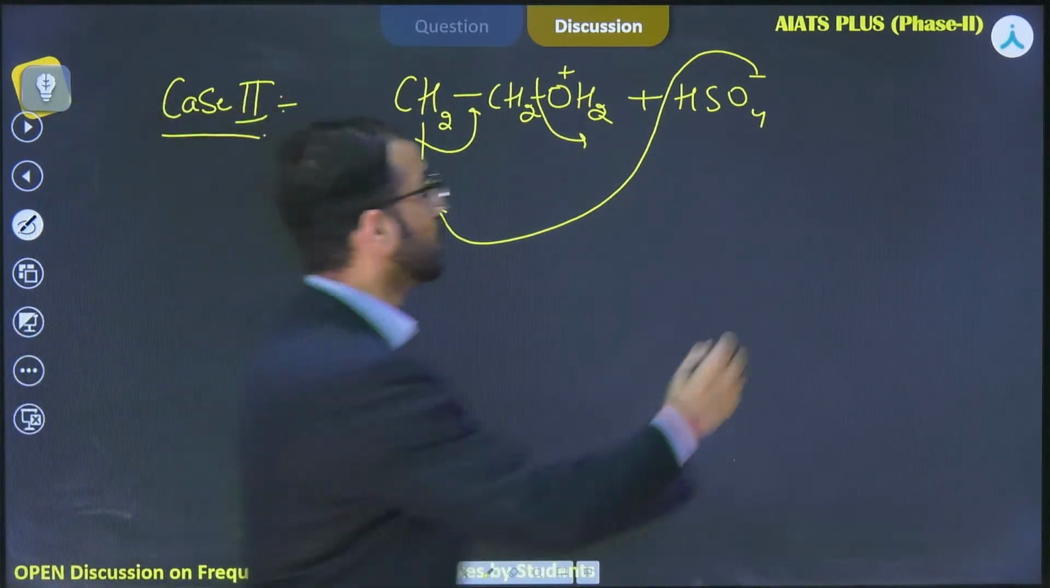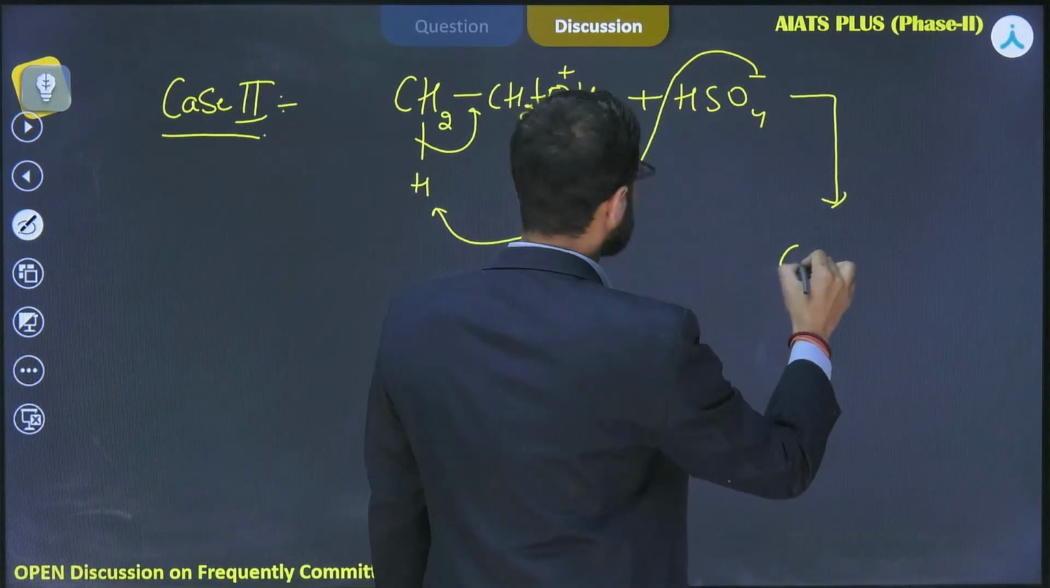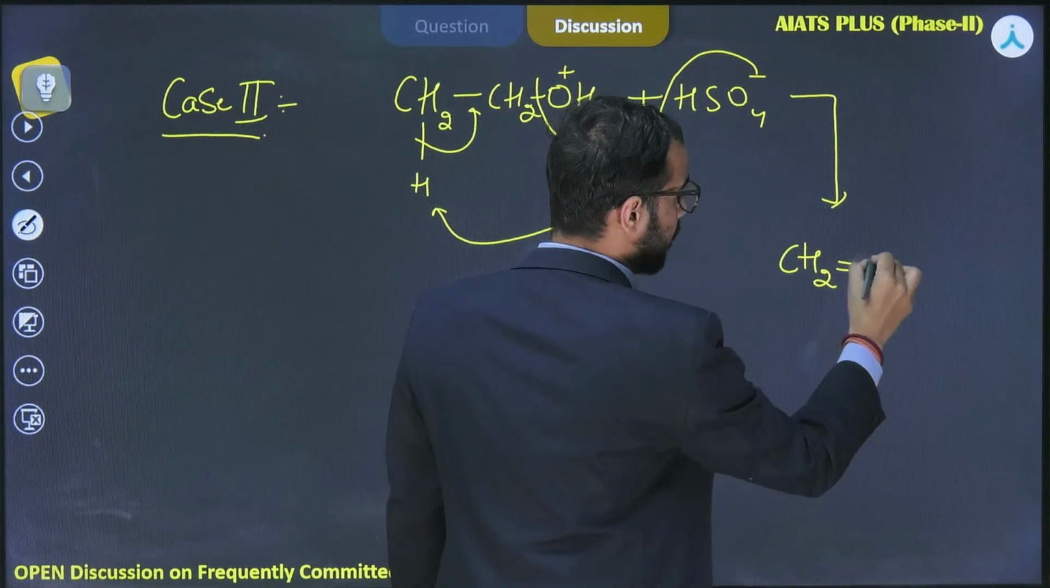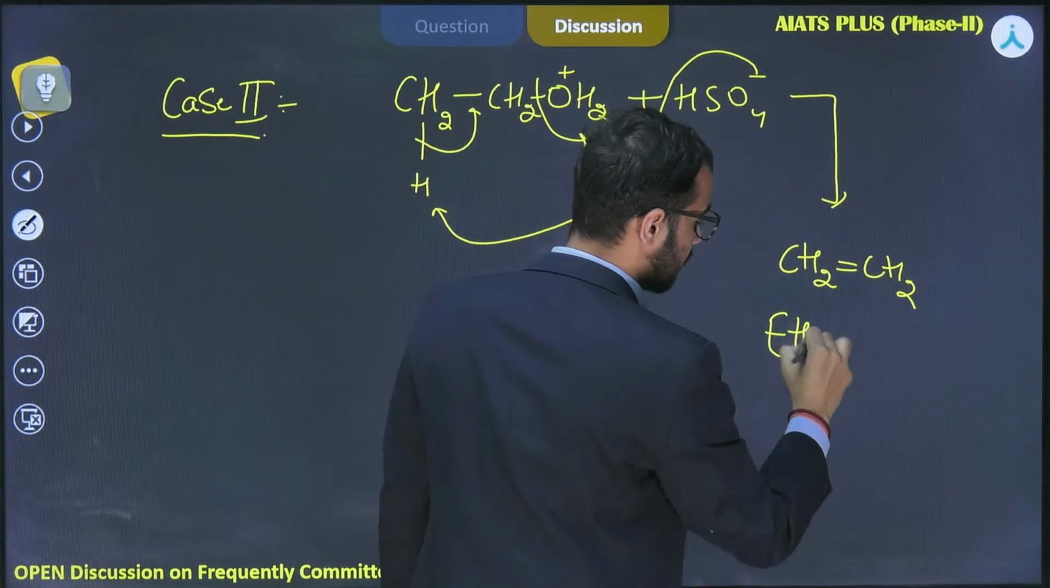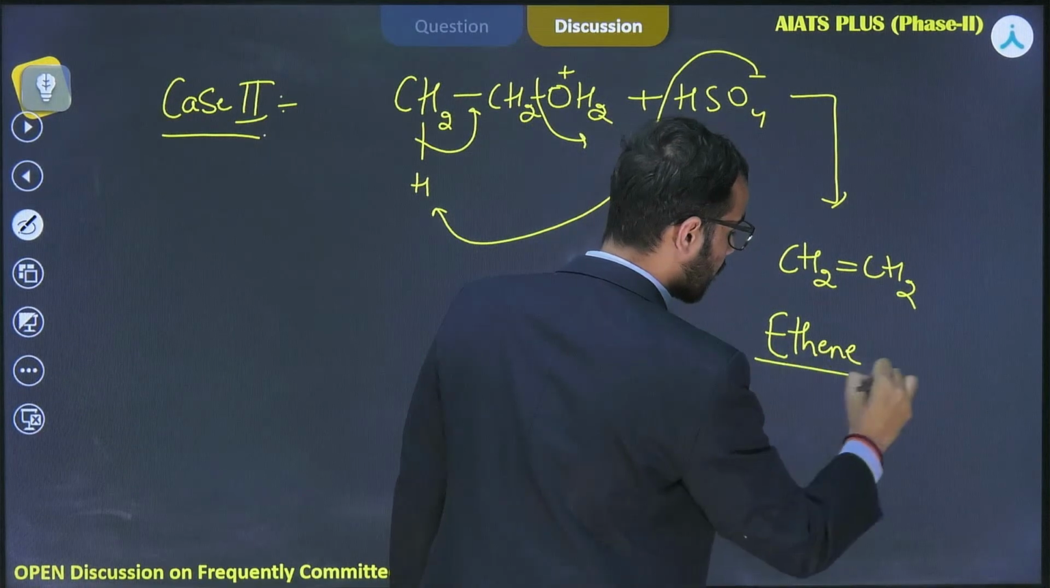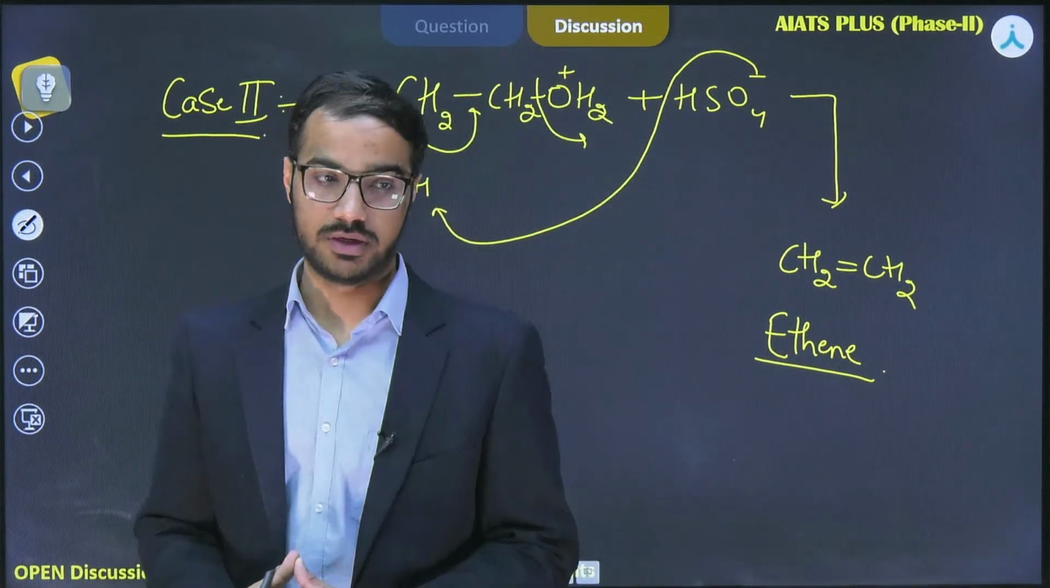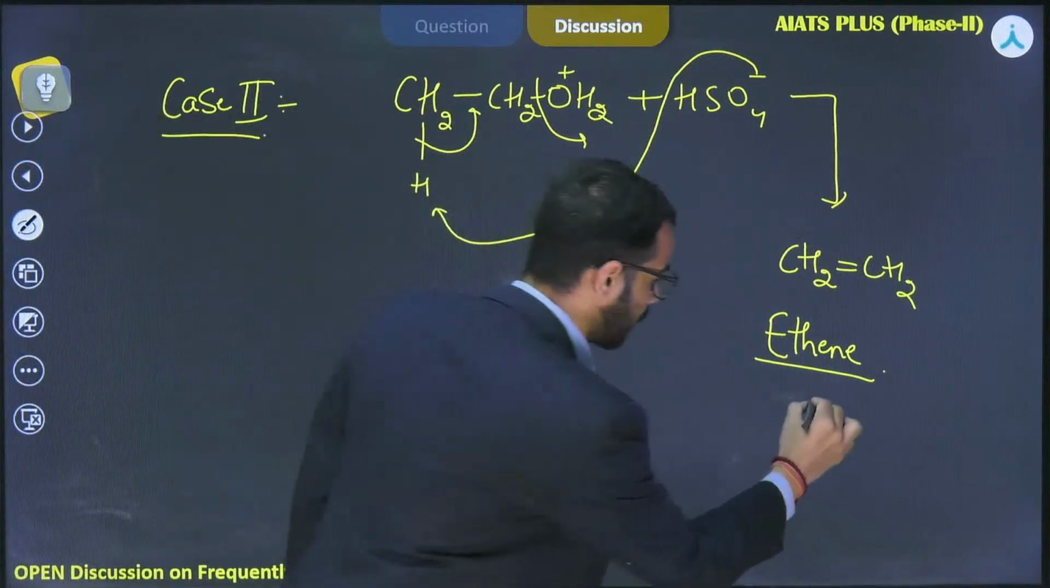And what will you get? You will be getting CH2 double bond CH2. We can say that this is ethene. These are the two possibilities. So let us say this is product B.